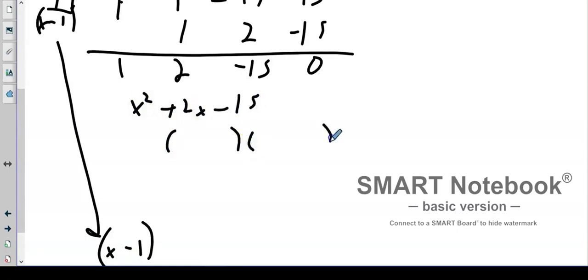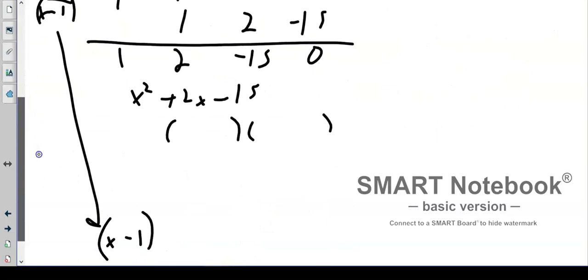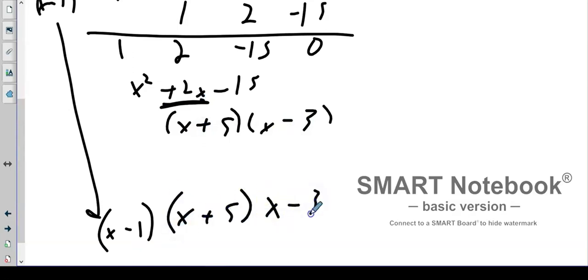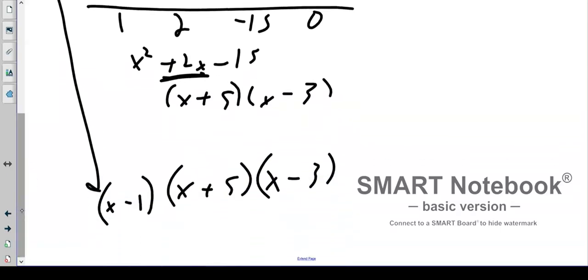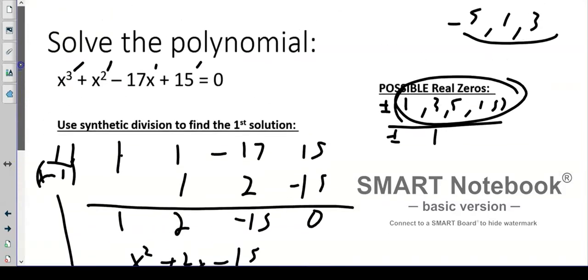We need 2 numbers that multiply to give me 15 and differ by 2. We already know what they are in this case. We won't always, but we know here. So x, 5, x, 3. Now we want more positives than negatives. We know the answer is -5, which means this is +5, and -3. So there's our factored form. And what are our three numbers? Okay, 1, -5, and 3, which in this case, we already knew.